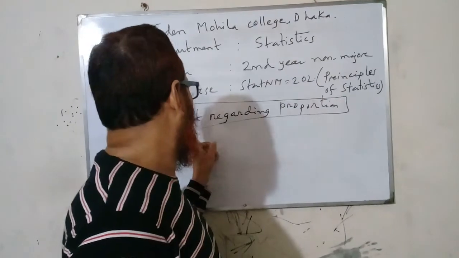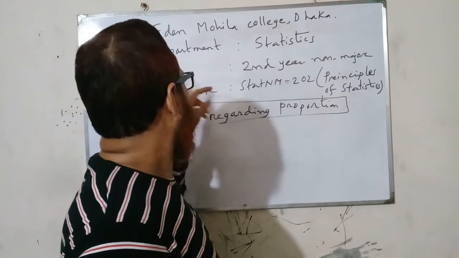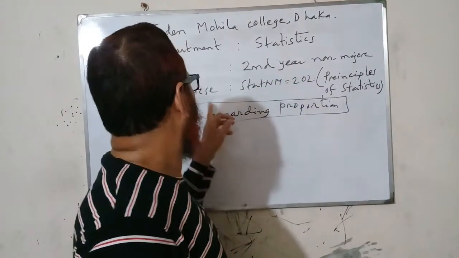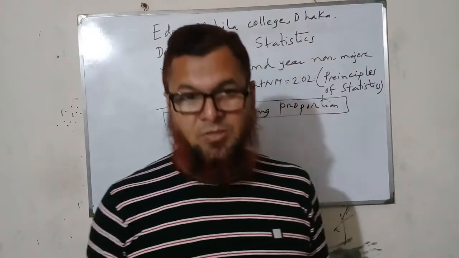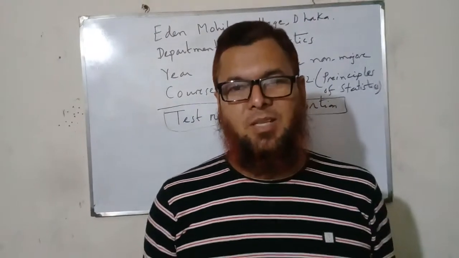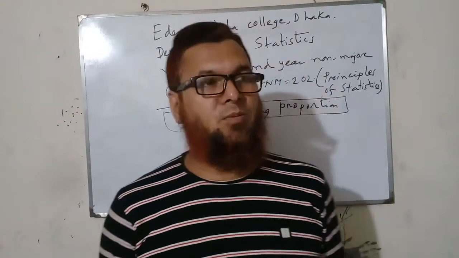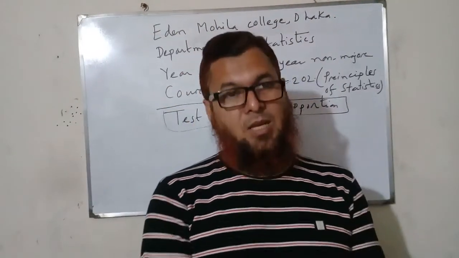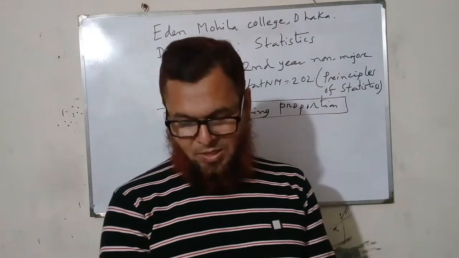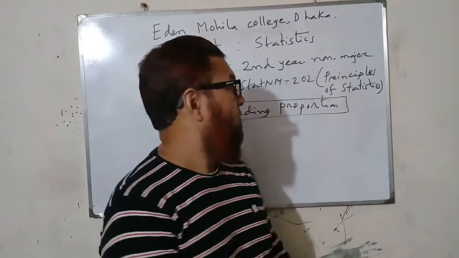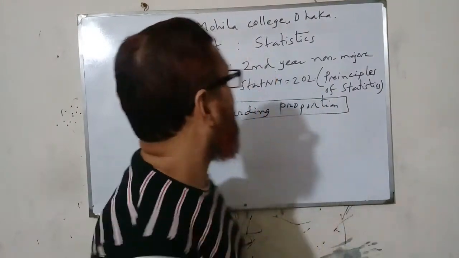Our today's topic is test regarding proportion, which is for second year non-major course STAT NM 202, Principles of Statistics. Earlier I have discussed test about mean, test about variance, test about correlation, and various types of means, various types of correlation, various types of variance. Today I shall discuss test regarding proportion.